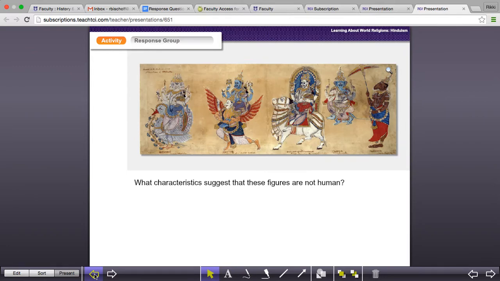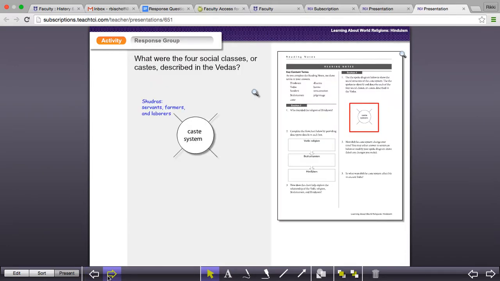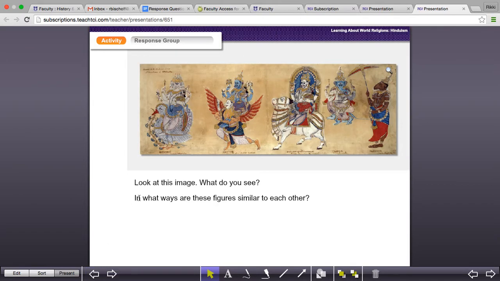Okay, so that was our first picture. Let's go over the questions again. You need to tell me, what do you see in this picture? In what ways are these figures similar to each other? How are they different? What characteristics suggest that these figures are not human? What do you think these figures represent?